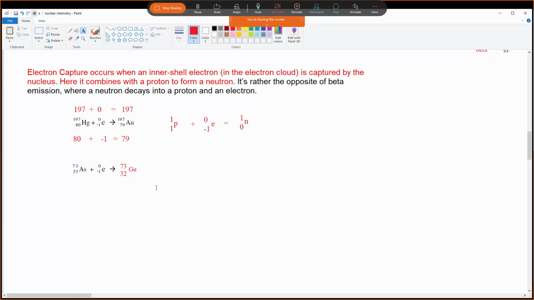Erica has a great question. She says, this is the symbol for beta emission. So would I ask us this and expect you to say electron capture? The answer is yes. Now it's the symbol for beta emission, but it is an electron, right?